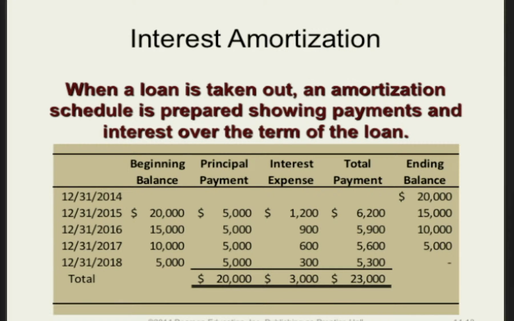We can pre-compute the amount of interest that we will need to record each period and the amount of interest expense that we will need to record. We can put all of the information in a spreadsheet referred to as an interest amortization table. Here we see that on December 31st, 2015, we will need to record a payment of $6,200. This all comes out of cash. However, $5,000 will be debited to notes payable account, and the other $1,200 will be debited to interest expense.